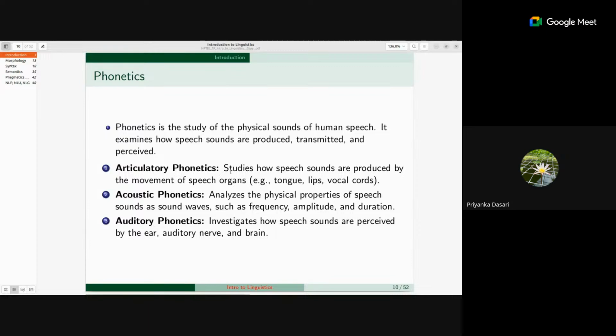Acoustic phonetics deals with the physical properties of speech, that is, the sound waves, such as frequency, pitch, tone, amplitude, and duration. These are prosodic features of the speech sounds. And auditory phonetics deals with how the sounds are perceived by the ear, auditory nerve, and brain. This tends a little toward the cognitive aspects of how speech sounds are perceived.